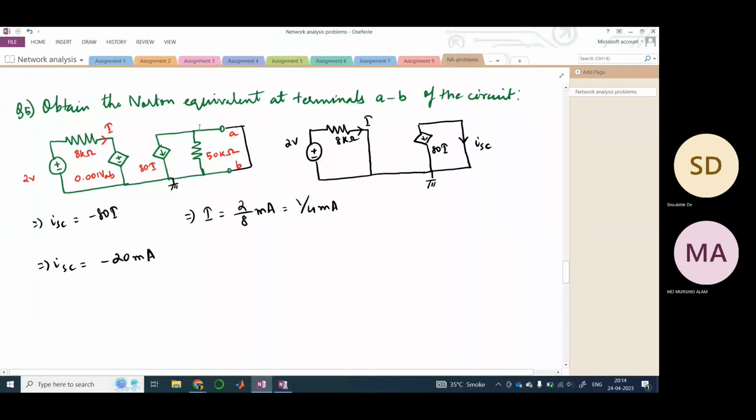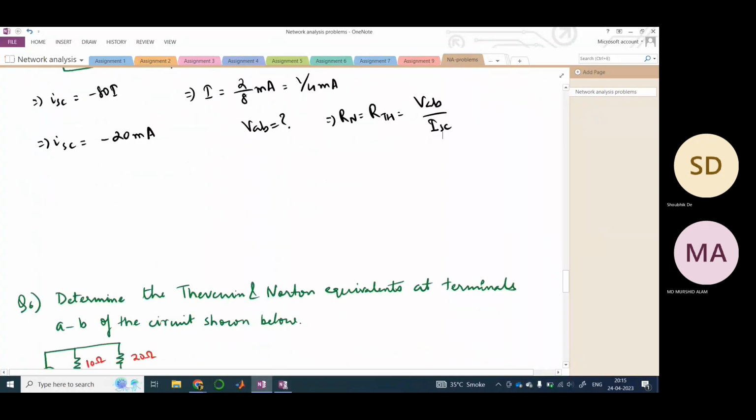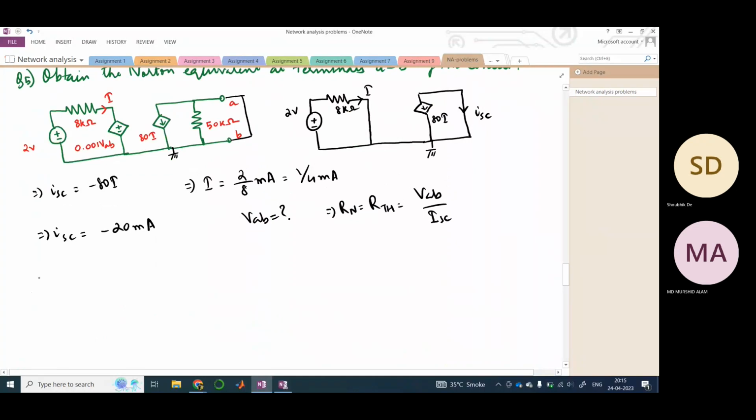Now the next thing is that they didn't just tell us to find the Norton's current. We also need to find the Norton's resistance. But this is a dependent source, so we need to find VTH, the Thevenin or open circuit voltage across AB, right? We need to find VAB, and from there RN or RTH would be equal to VAB by ISC. The analysis is similar to the previous question. Once you do that, we again need to redraw the circuit for finding the Thevenin equivalent voltage VAB.